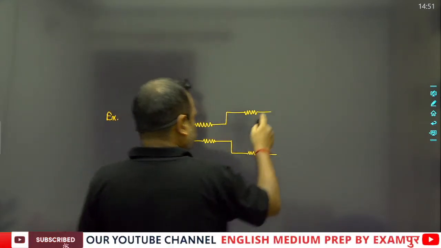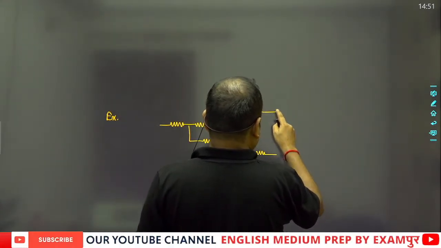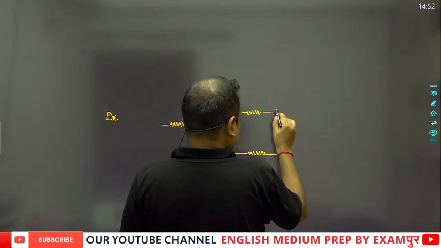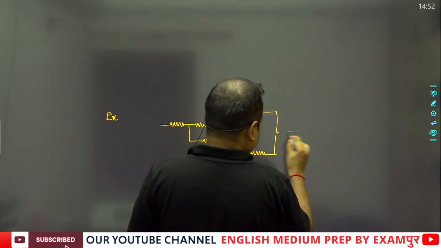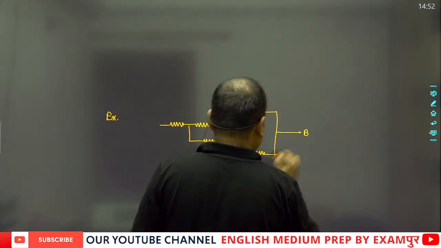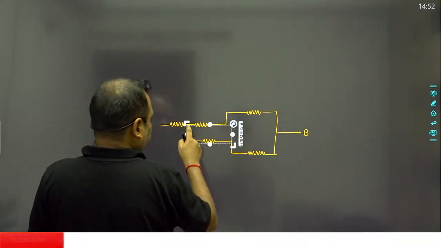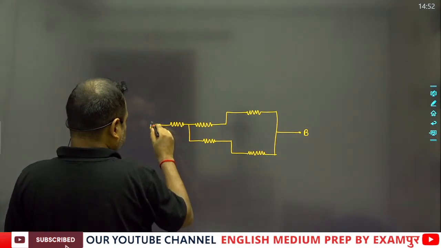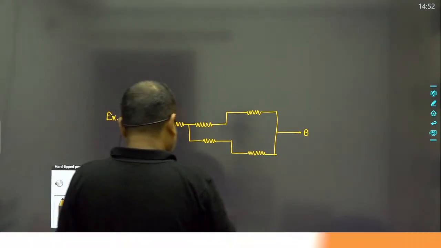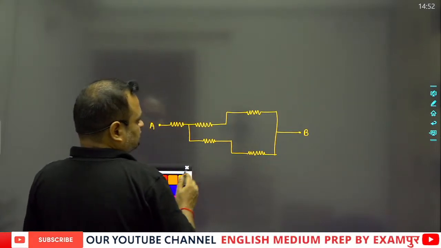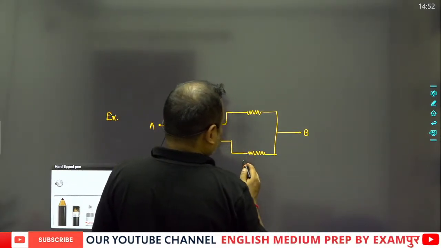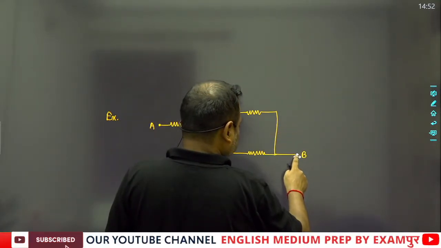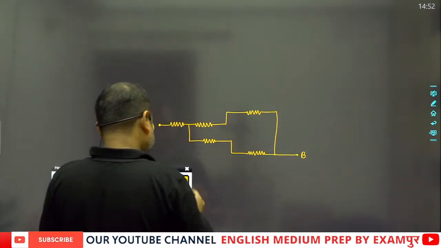Okay, and here you can just join them like this. Suppose that this is the point B and this is the point A. Now there is another resistance which is connected to B, the B point is at this point.